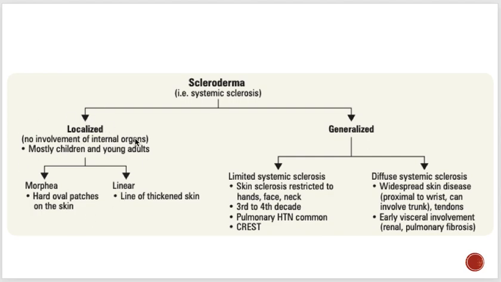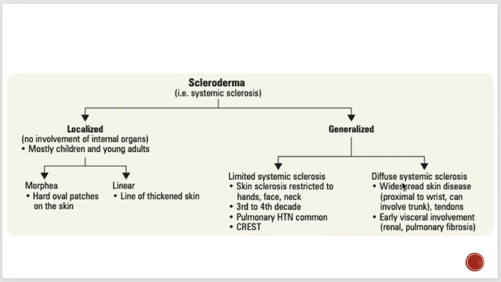Remember, in the localized form there is no involvement of internal organs. Whereas the generalized form is divided into limited and diffuse. In the limited one, there is skin sclerosis restricted to the hands, face, and neck. It occurs in the third to fourth decade, and pulmonary hypertension is common, or CREST syndrome can be there. C is for calcinosis, R is for Raynaud's phenomenon, E is for esophageal dysmotility, S is for sclerodactyly, and T is for telangiectasia.